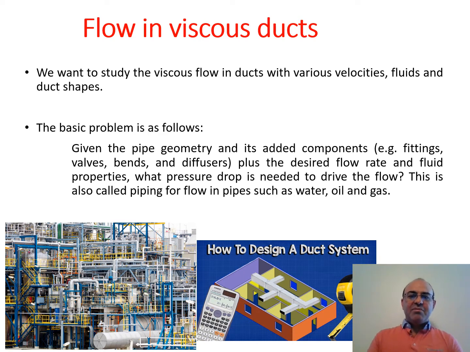So the basic problem is as follows. Given the pipe geometry and its added components, as you see in this picture on the left side, this is like a part of a refinery, like an oil refinery or a similar chemical plant. So the pipe geometry and its components, such as the bends, different kinds of connections, diffusers, valves, fittings, and so on are given, plus the desired flow rate. So given the flow rate and fluid properties, what is the pressure drop needed to drive the flow, for instance, in this pipeline?